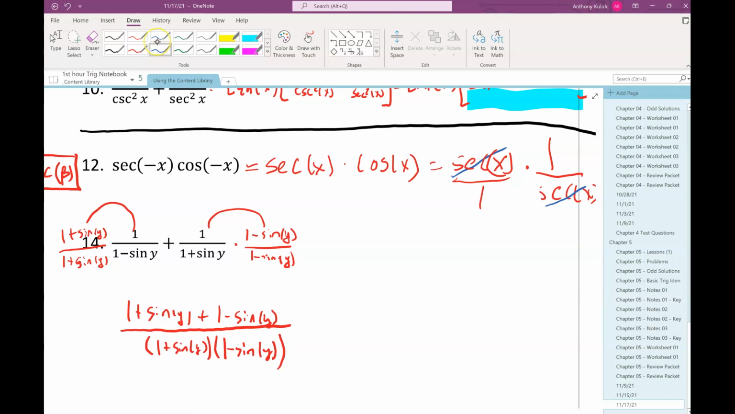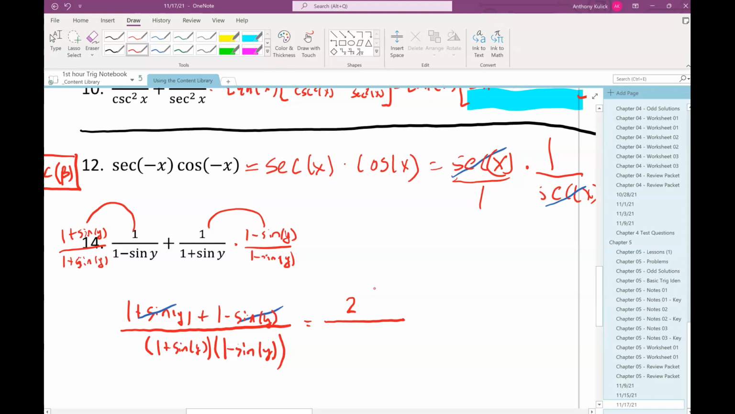So now if I look at this, there's a whole bunch of algebraic things that I can do, right? If I look at the numerator, I have a positive sine y and a negative sine y, so those will just add to give me 0. And then I have a 1 plus 1, so those are going to give me a 2. Everybody's okay with that? If I look at the denominator, I have two binomials being multiplied together.